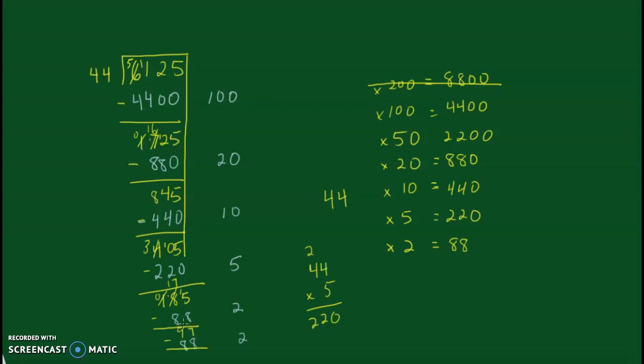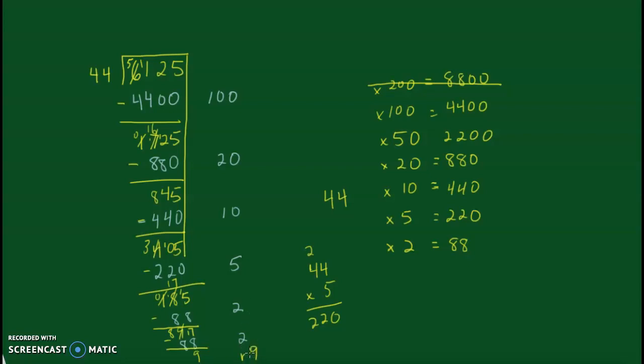When I subtract this time, boy, it's getting tiny down here. 7 subtract 8, I can't do that. So 17 subtract 8 is 9. And then 8 subtract 8 is 0. So that gives me a remainder of 9. And I can't get any 44s from 9. So I have remainder 9.